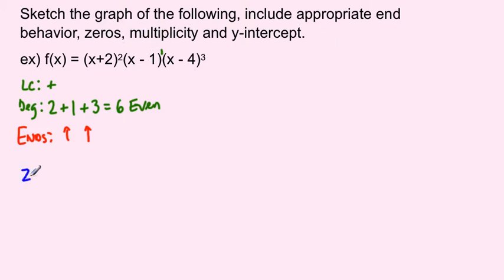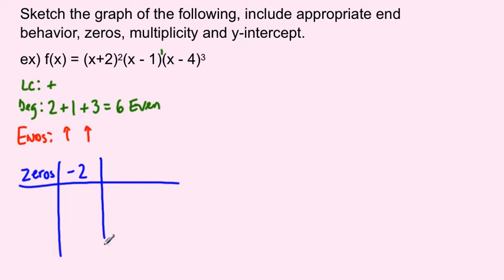The next thing we want to talk about has to do with the zeros and the multiplicity. The zeros we get from looking at the opposite of the number, so setting this factor equal to 0 and solving. So I have one at negative 2, comma 0. That's my x-intercept. So the zero is at negative 2. I have another one at positive 1, and then I have another one at positive 4. The multiplicity for each of those zeros has to do with the exponent. So for the negative 2, it has multiplicity 2. For 1, it has multiplicity 1. And for 4, it has multiplicity 3.